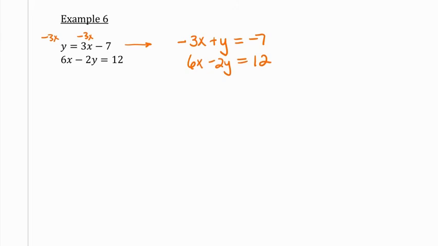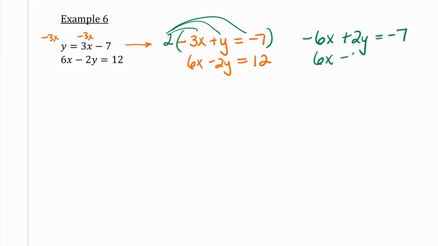So that way I have the x's, y's, and numbers lined up and the equal signs are in the same place. To finish this one, we've got y's in the middle, a 1y and a -2y. So if I multiply this top one by 2, I would end up with a 2y in the middle. Okay, so then we get -6x plus 2y equals -14. And the bottom, I'll keep 6x minus 2y equals 12.